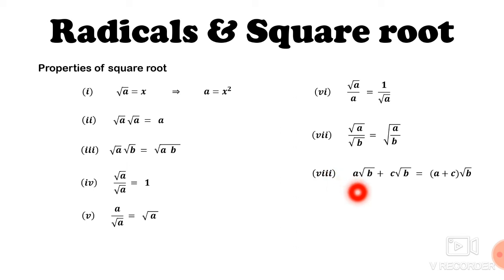Eighth property, a square root b plus c square root b. Here we can see the radicands are same, square root b. So we will simply add this a and c, and the radicand will be written as it is.